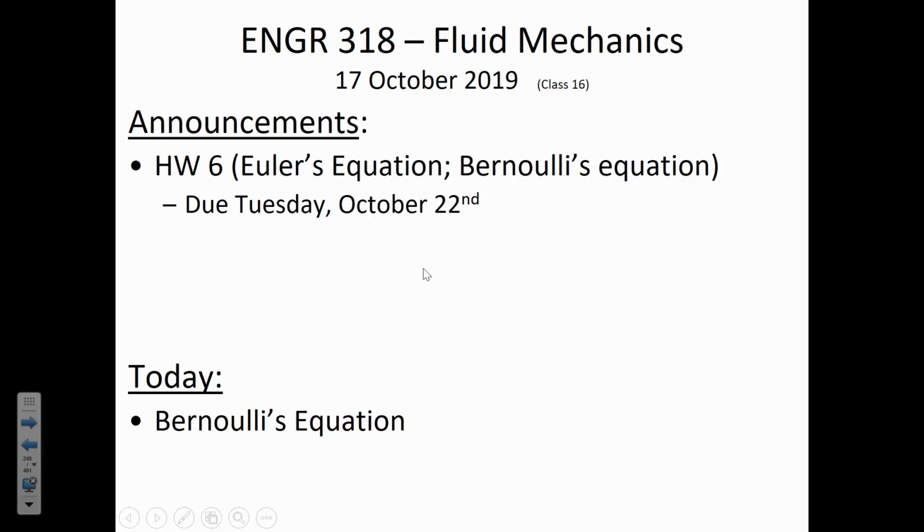Next Tuesday, are we going into a more in-depth use of Bernoulli's equation? Yeah. On homework 7, there's going to be additional Bernoulli's problems, and those will be a little bit more complicated than the ones that are in this first homework assignment. But today's class will be enough for you to solve the problems that are in homework 6.